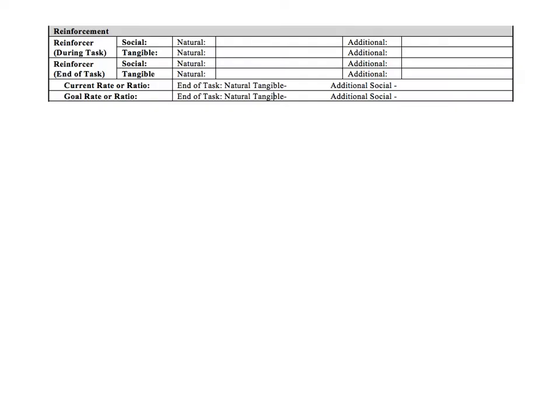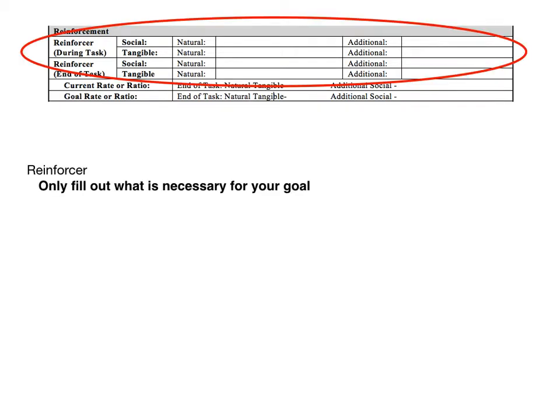The next section we're going to look at is reinforcement. First, you need to look at your goal and determine when you will be reinforcing, either during the task or after. Not all of these boxes need to be filled in, and this is the section that I had the most difficulty in when I was making mine. So for example, a student requesting a break would be reinforced after the task of requesting. So we're not going to be filling anything out under the reinforcement during the task. We're going to be looking specifically at the social and tangible, and even closer at the natural versus additional.